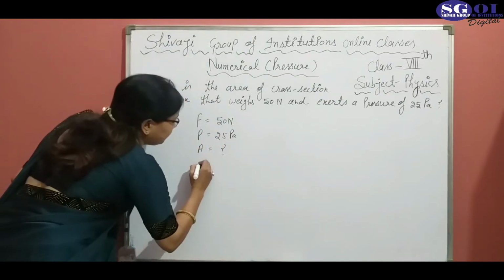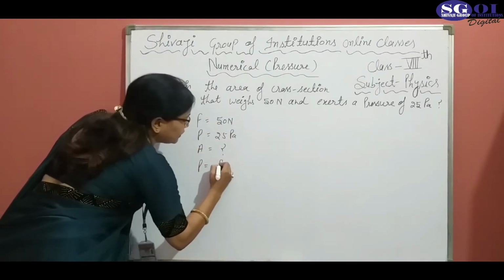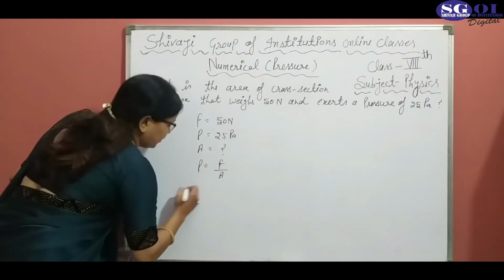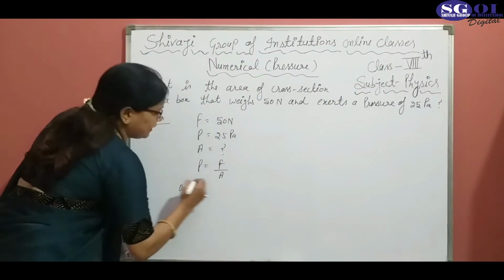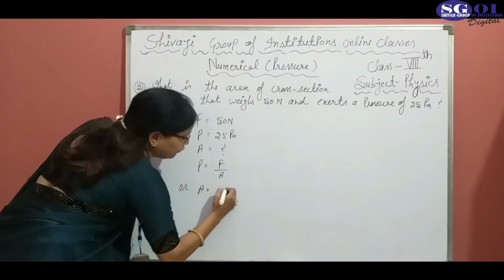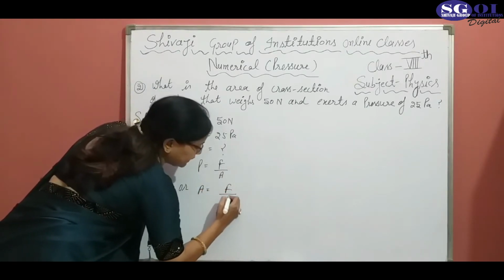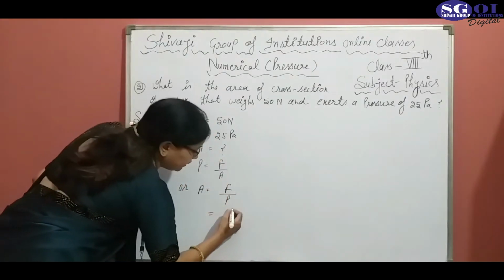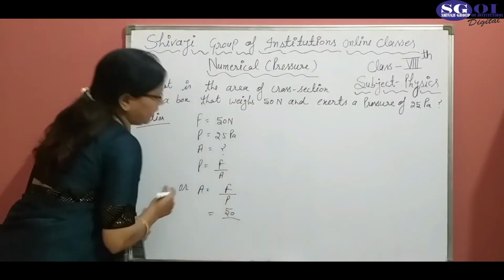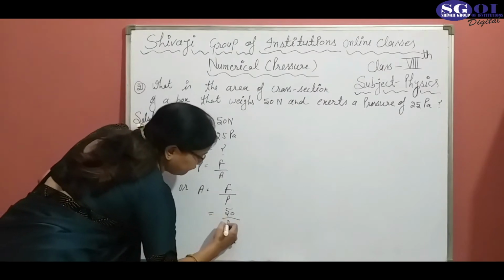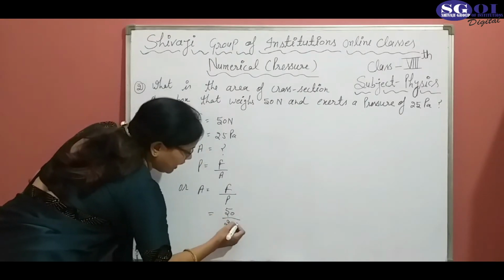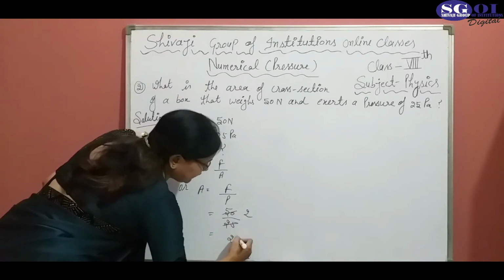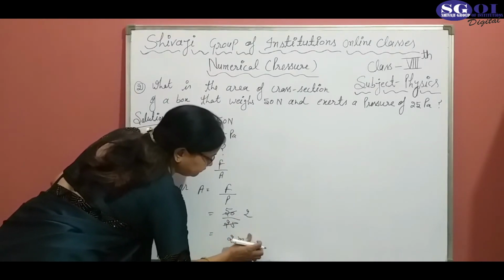Student, as you know, pressure equal to force divided by area of cross section, or we can say area equal to force divided by pressure. Here force is 50 Newton and pressure is 25 Pascal. After solving, we get 2 meter square.